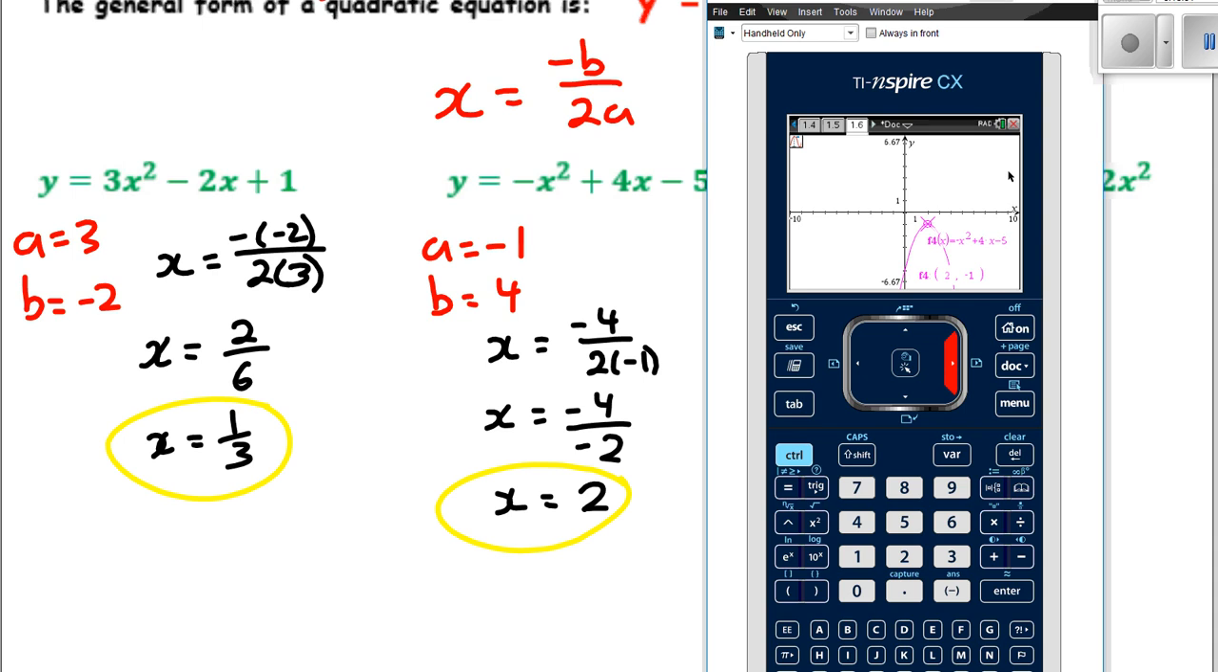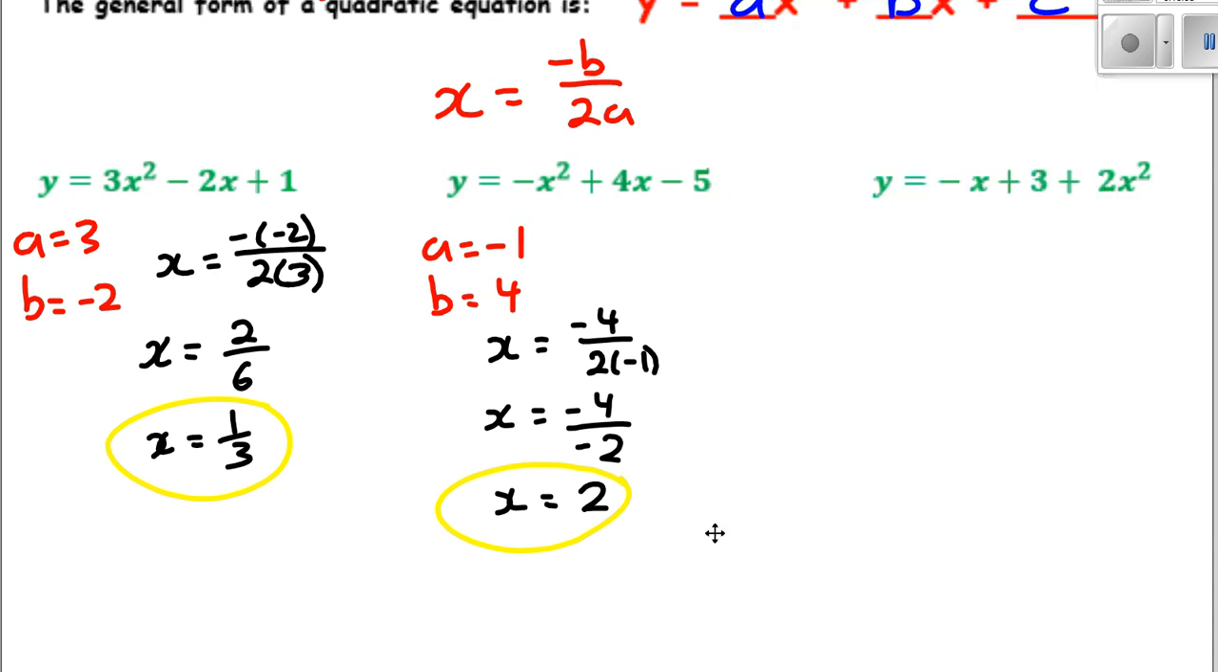Keep going. Next one, don't be fooled by this, it's 2x squared, so it's not a equals negative 1, a equals 2. b equals the coefficient of x, negative 1. So x equals negative b over 2a, negative (-1) over 2 times 2. x equals 1 over 4. Done.